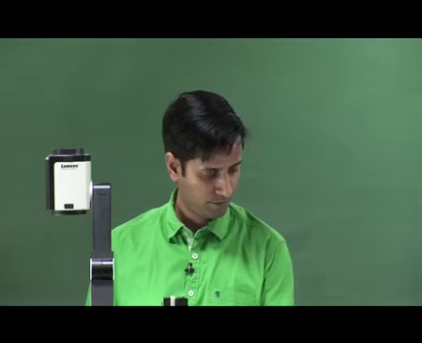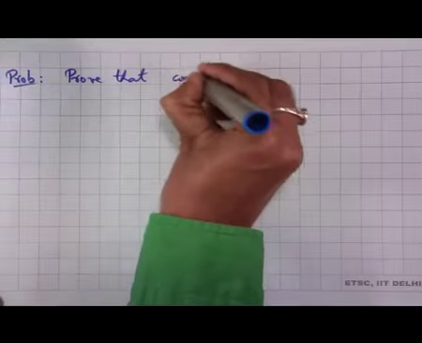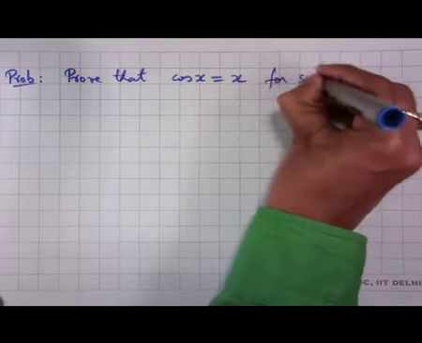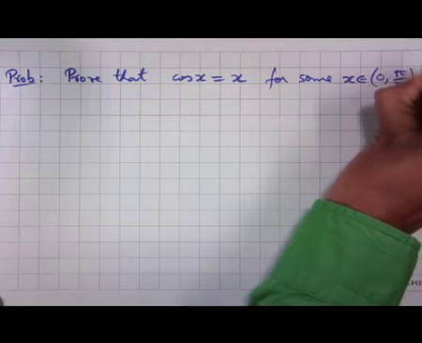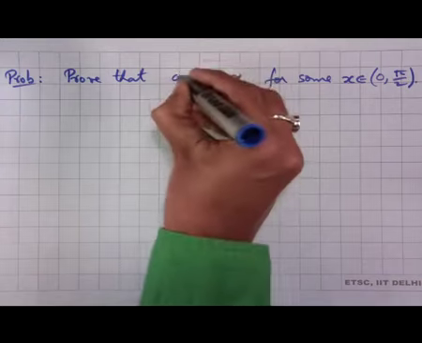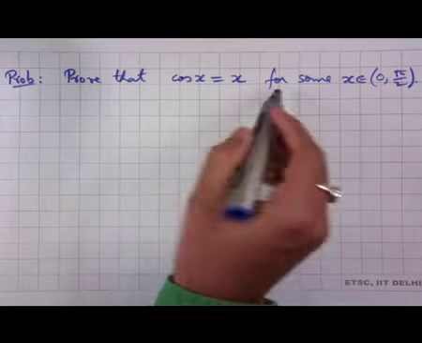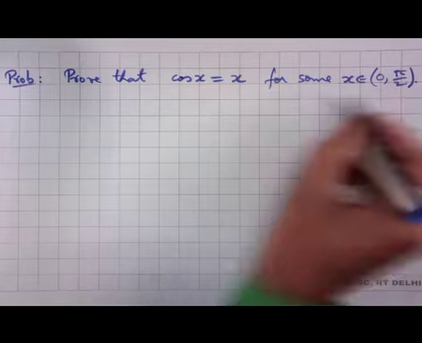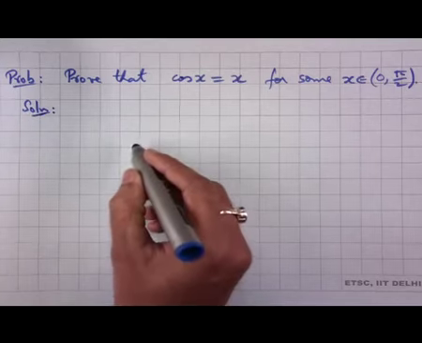Let us do some more problems. Prove that cos of x is equal to x for some x in the open interval 0 to pi by 2. Note that there is no general way of solving this equation cos x equal to x, but still we want to prove that this has some solution in this interval 0 to pi by 2. So, to do such problems we use the intermediate value theorem.